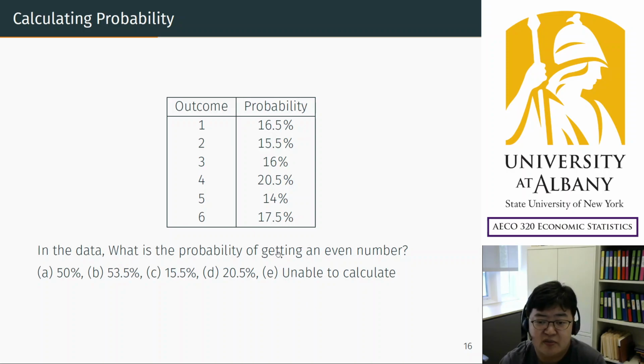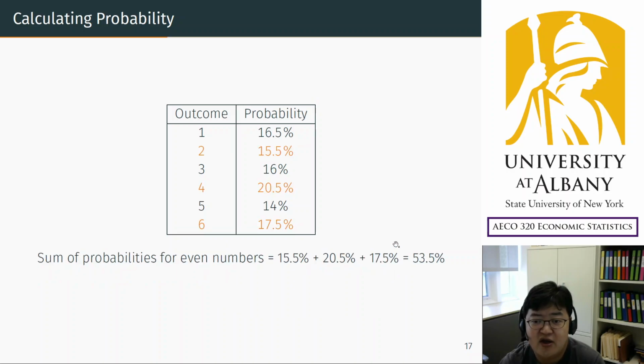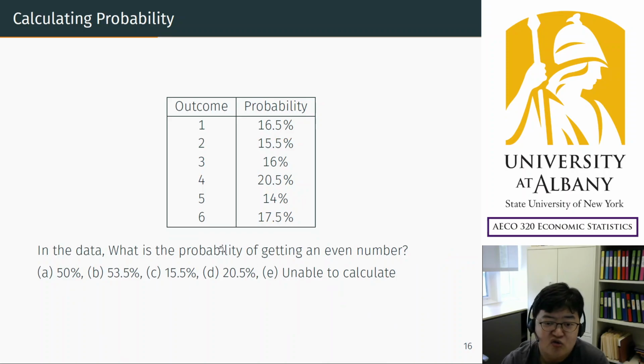Okay, so the probability of an even number. We are interested in the even numbers, so you can calculate that probability by considering these 3 probabilities: 2, 4, 6. And sum their probabilities. So out of 6 possible outcomes, 3 outcomes are even numbers. So sum their probabilities and you get 53.5%, right?